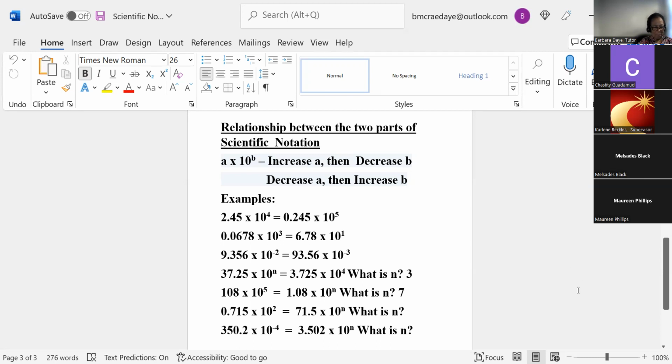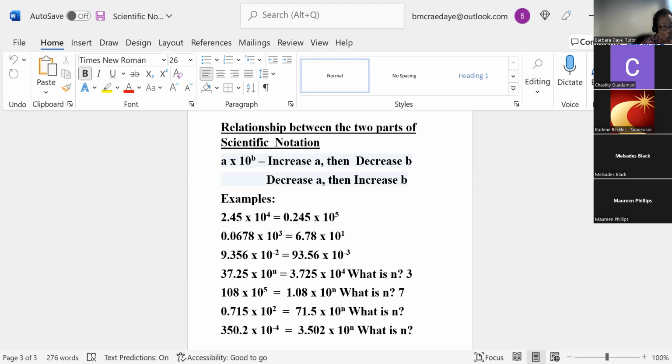So the other one, what about 0.715 times 10 to the second? That is a decrease, no, that's an increase. 715, that went up by 2, right? So if that's an increase, what happens to the 2? It decreased. Good. So what is N? One? No. It decreased, you said. Decrease, increase, that's 3, 4. No. 3. No. 4. No.